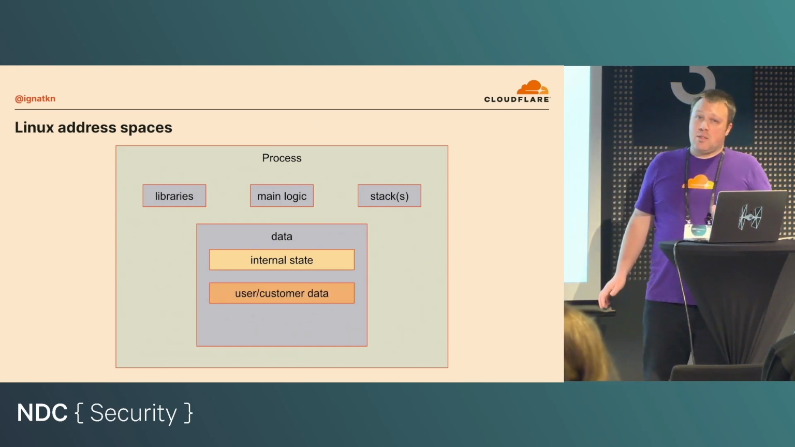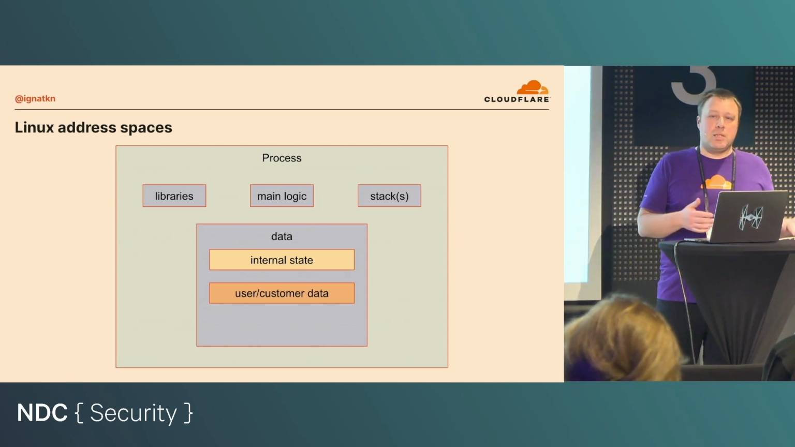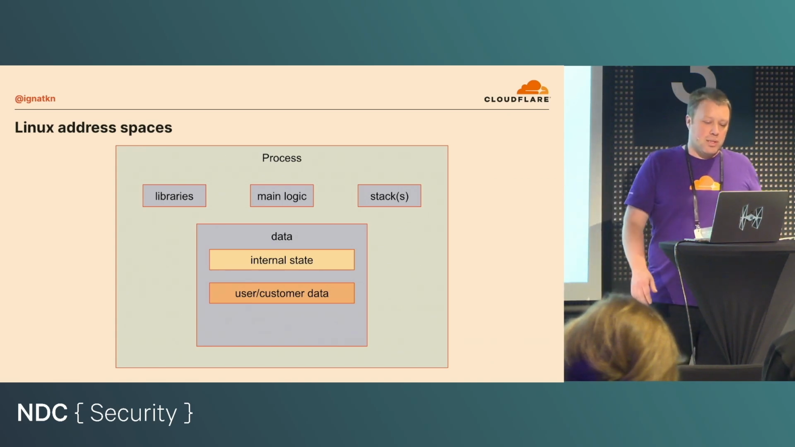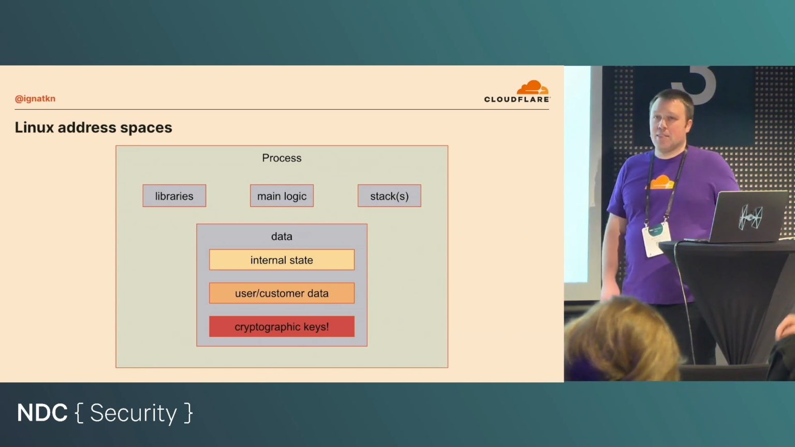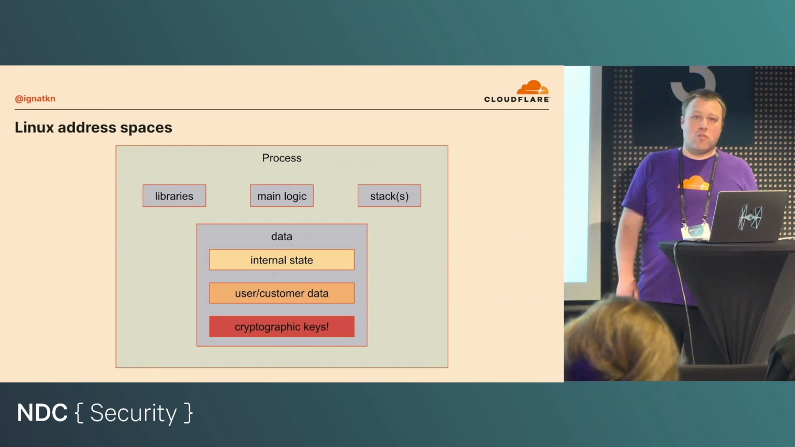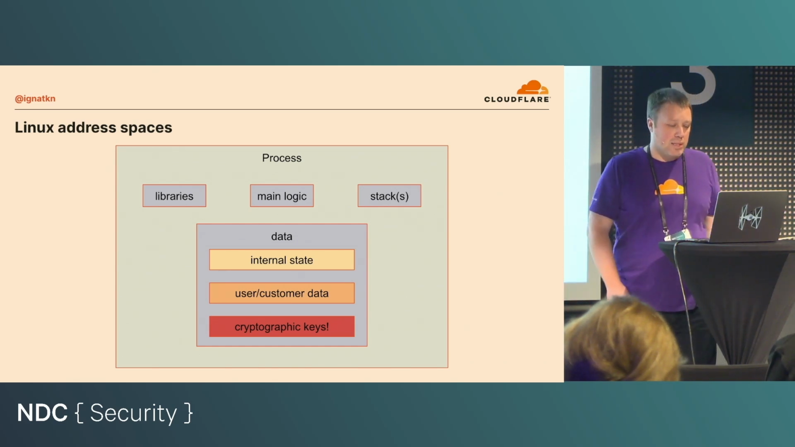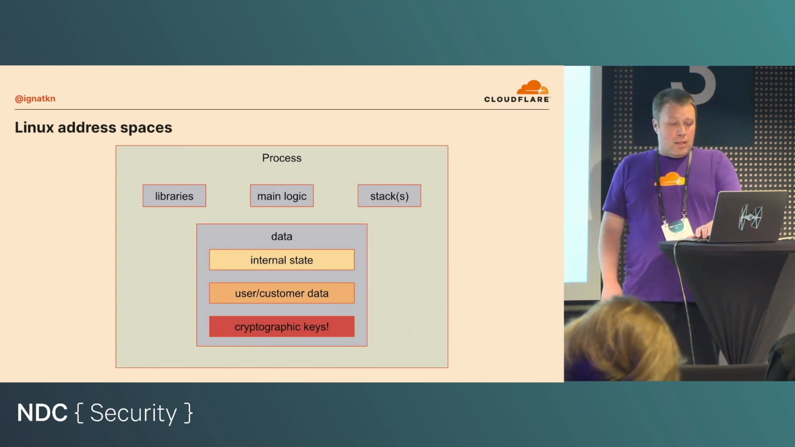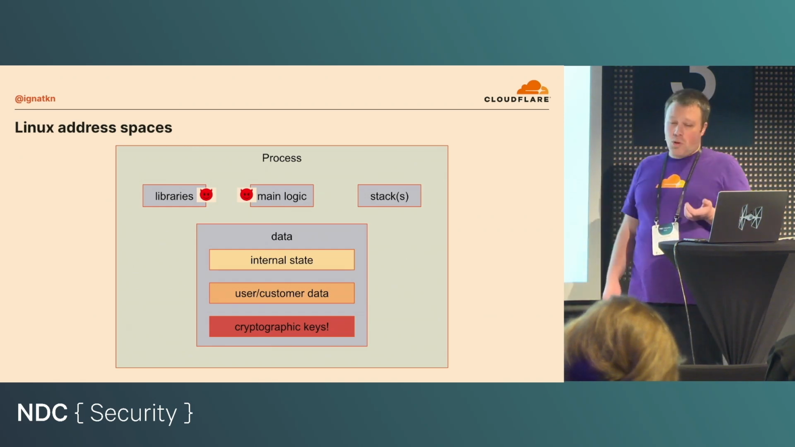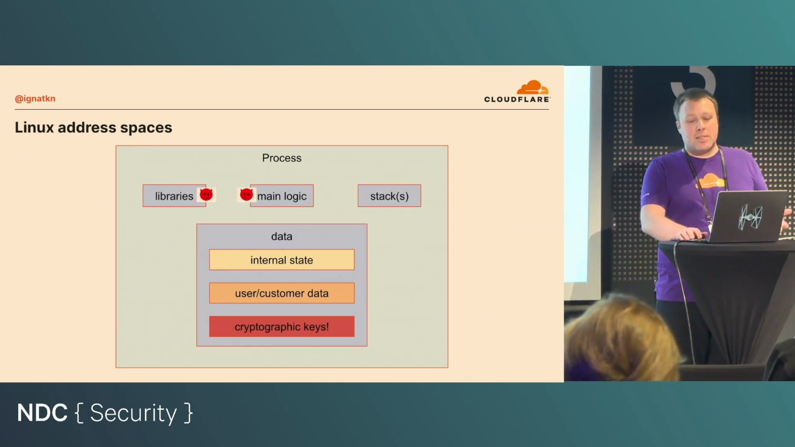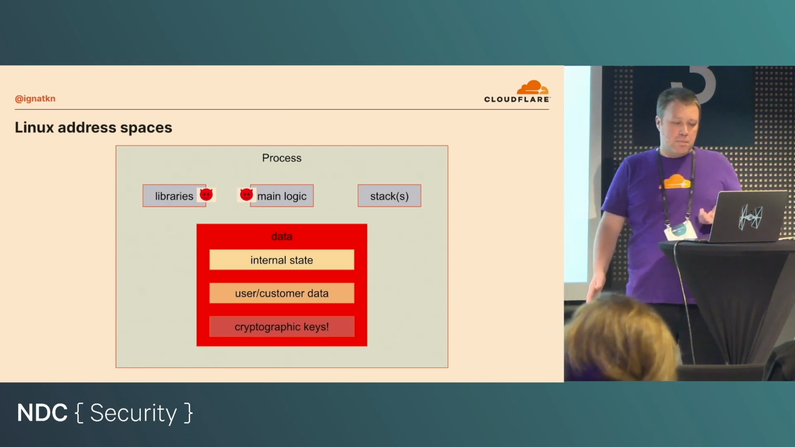It can be user or customer data. If your process processes some customer data, it can be temporarily stored in the process address space. And the most scary part is cryptographic keys, right? If you run an HTTP server which does TLS, you have cryptographic keys in your process address space. And the best thing about it: if your code or a library you use somehow becomes compromised, because of the process address space, all your data is compromised, right? All three of that.